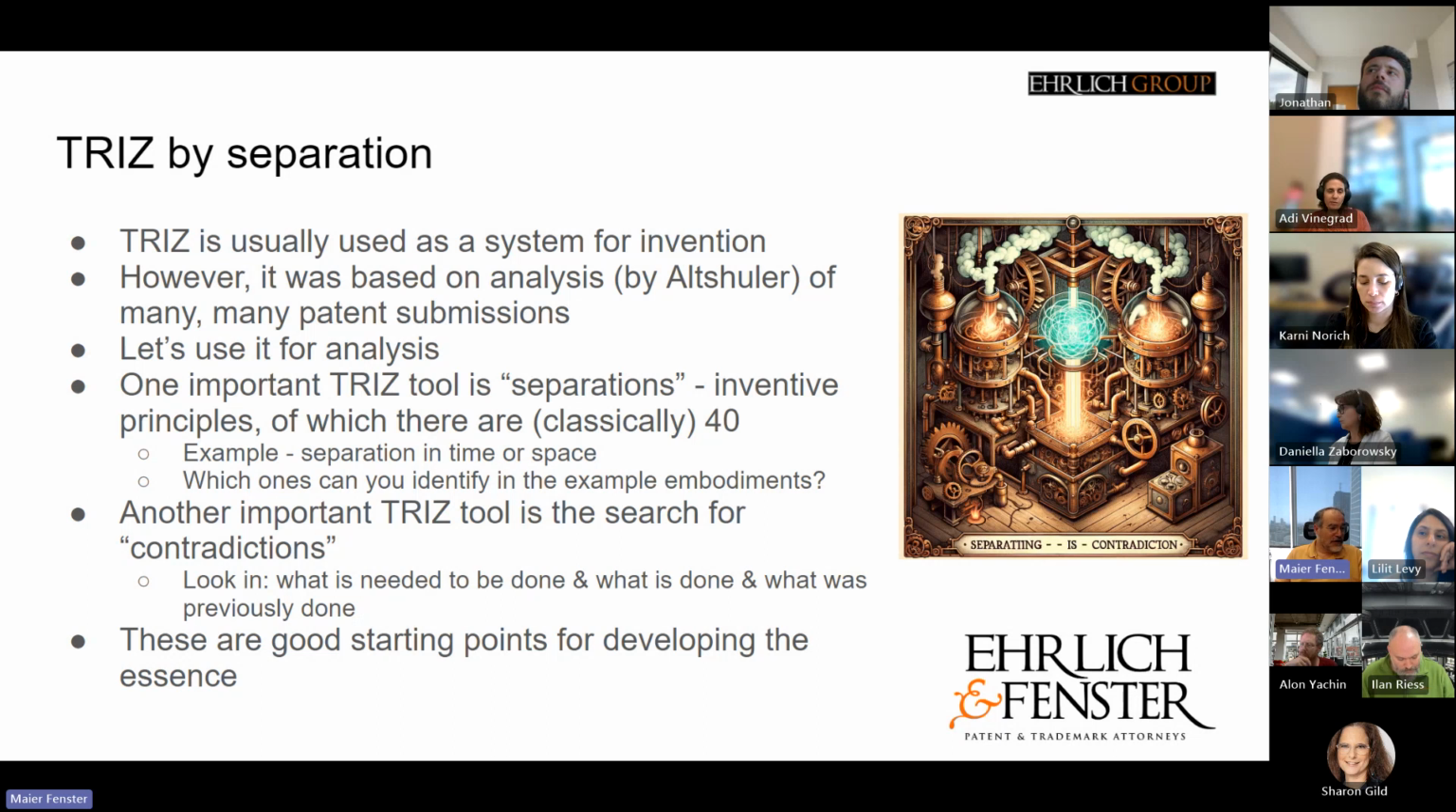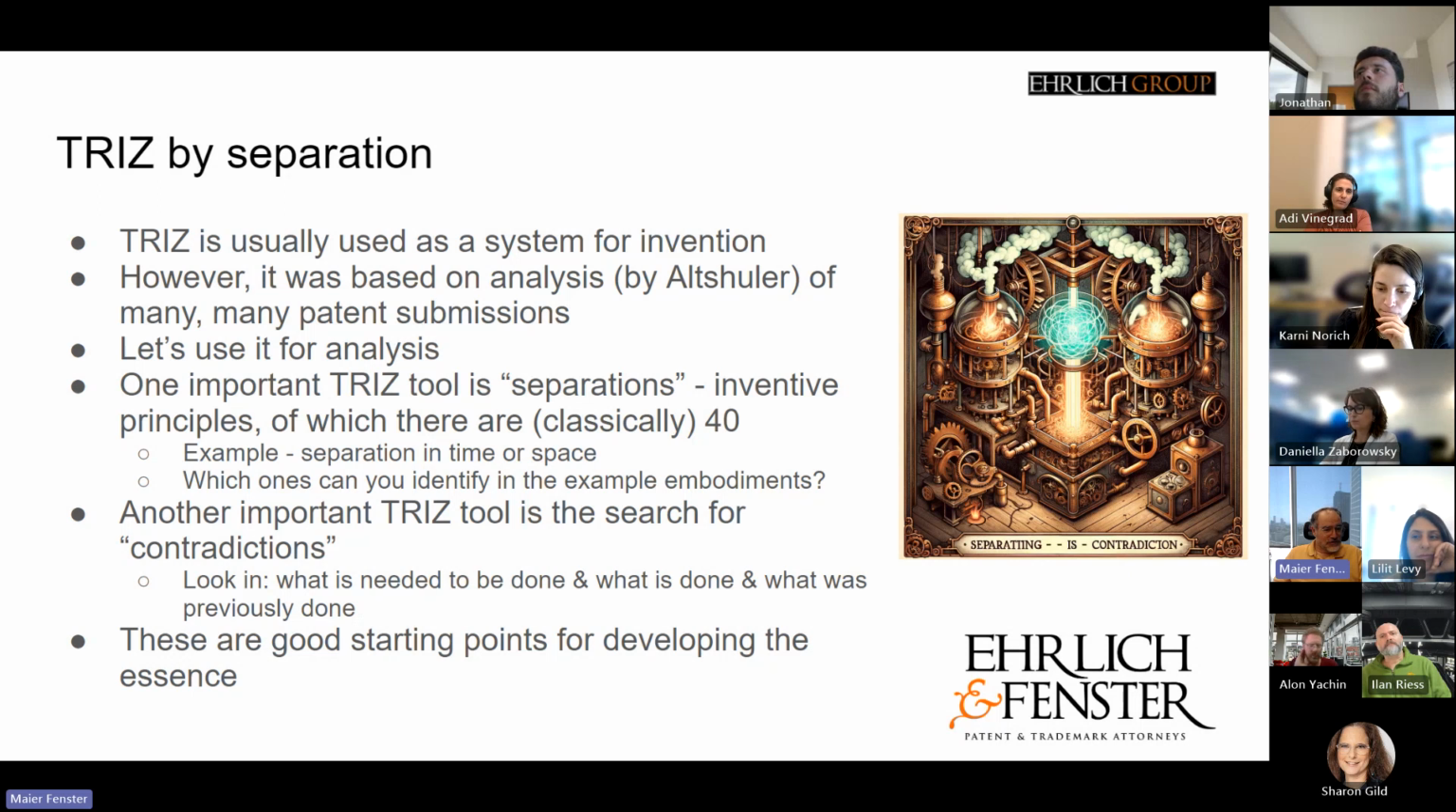But imagine an inventor comes to you with a stent and you're trying to understand what is the essence of the invention of a stent. And you say, wait a minute, there's a contradiction. We're putting it in a small hole, but later it has to be big. And we can identify the separation, small now, big later.